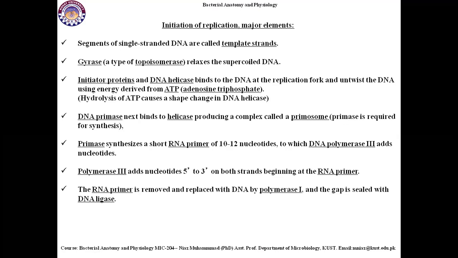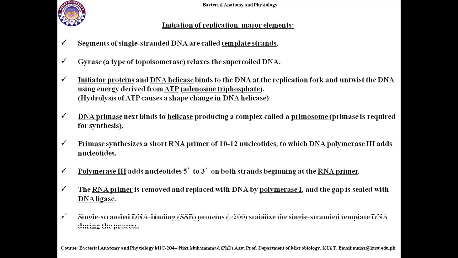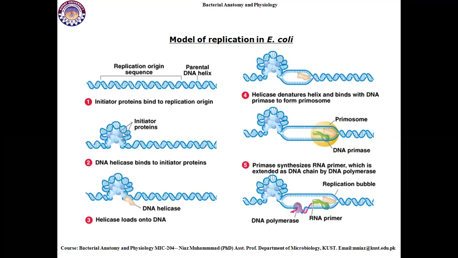So the RNA primer is removed. At last, the RNA primer will be removed and replaced with DNA by polymerase 1, and the gap is sealed with DNA ligase. Single-stranded DNA binding SSB proteins stabilize the single-strand template DNA during this process. This process is called elongation.